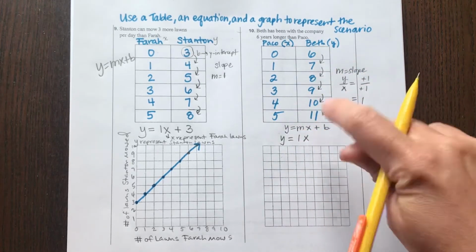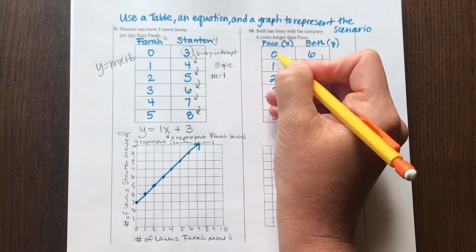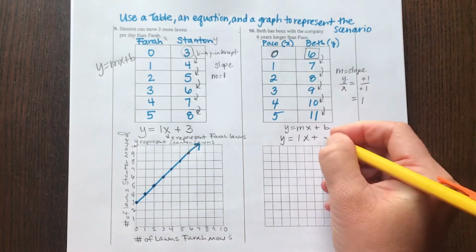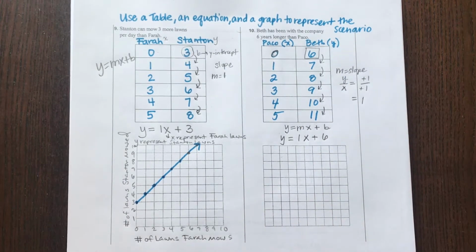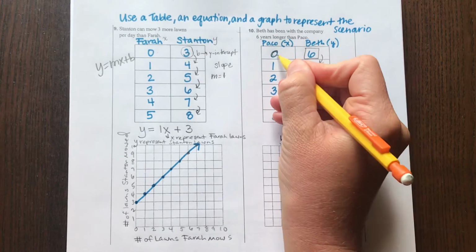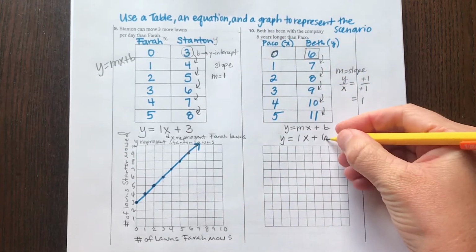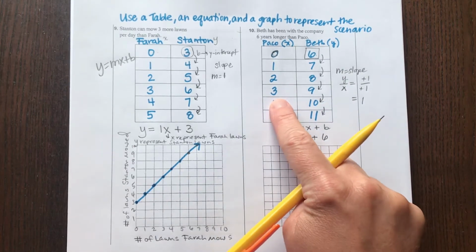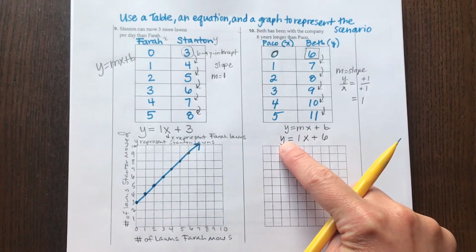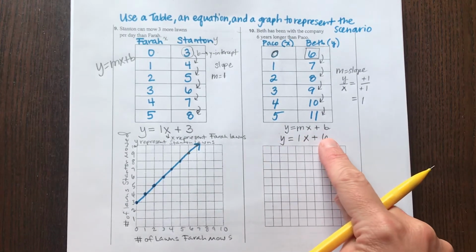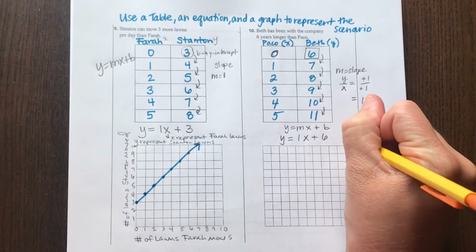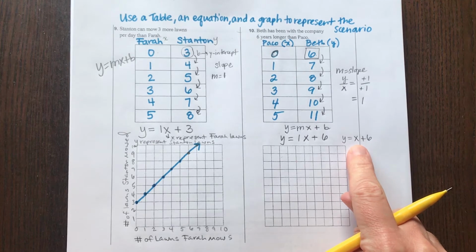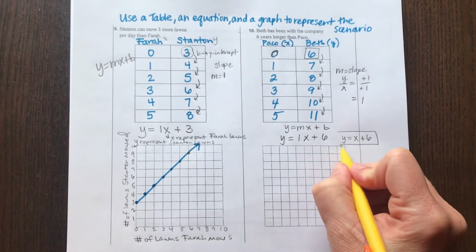Now my b, my starting point, is whenever x is equal to 0, what's our starting place? Well, Beth started 6 years before Paco did, so the starting y-intercept value when x is equal to 0 would be 6. This is the equation for this setup, so we could find any amount of years that Paco's been there, and we can solve for how long Beth has been there: y equals 1x plus 6. You could also write it as just x plus 6 without the coefficient of 1. You don't need a coefficient of 1, so this would probably be the best way of writing it.